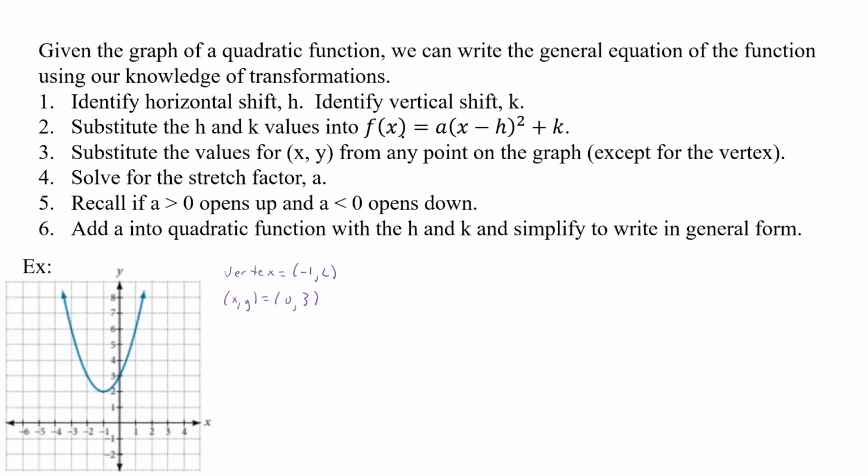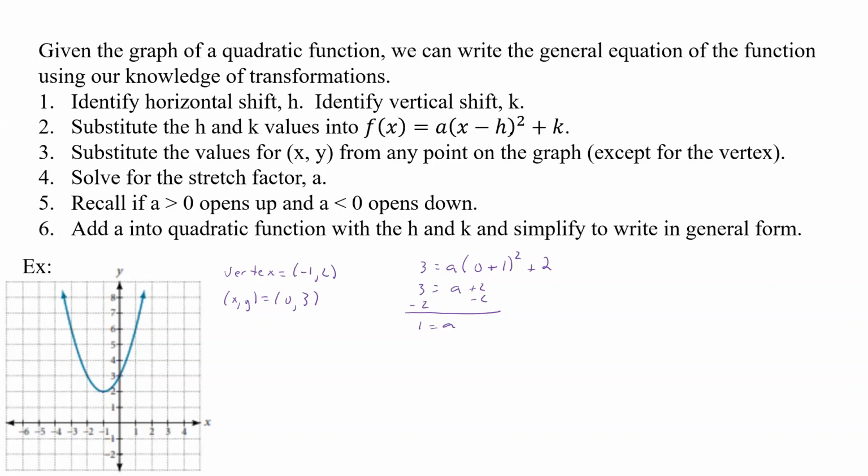Now I'm just going to plug all of that into the standard form, and then solve for my a. So when I do that, I'm going to have y, which is 3, equals a times x, which we said was 0, minus h. Well, h was -1, so minus -1 is plus 1, quantity squared, plus k, which is 2. Now we simplify. So 3 equals, and 1 squared is 1, so it's a, plus 2. If we subtract 2, that's 1 equals a. All right, so that's going to be our a value.